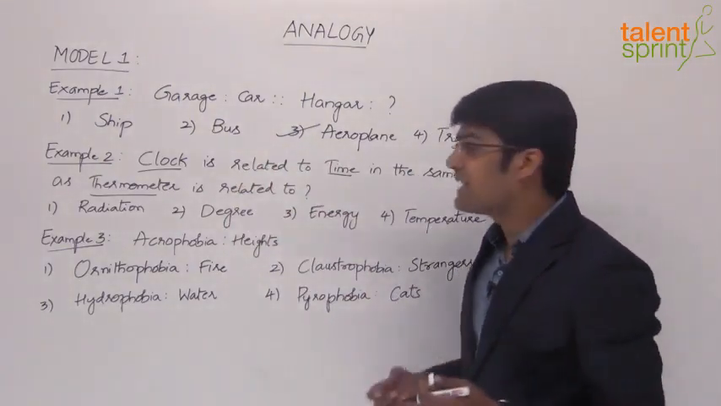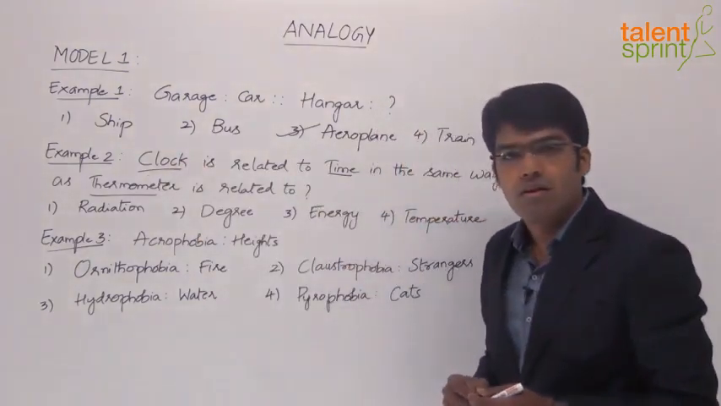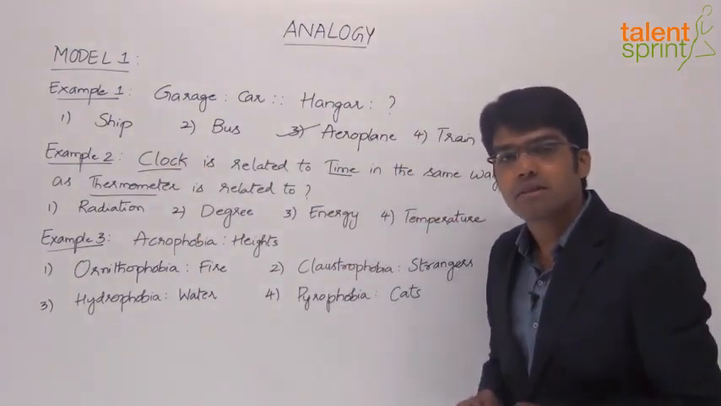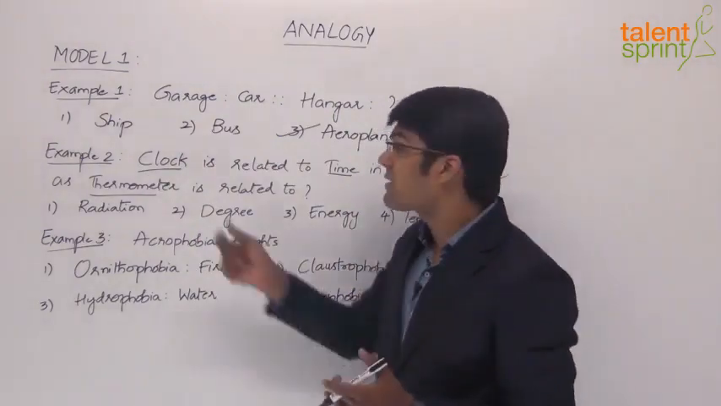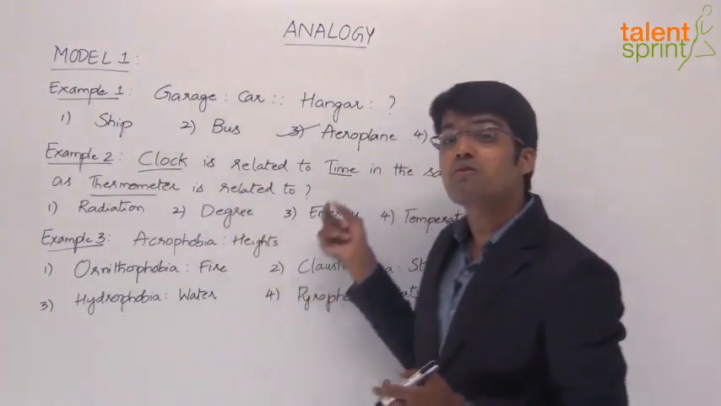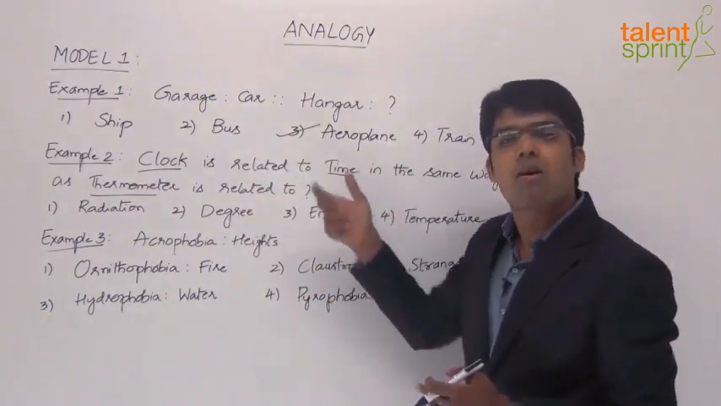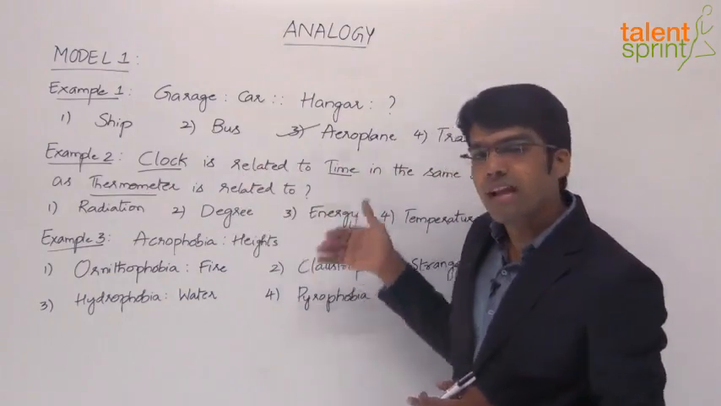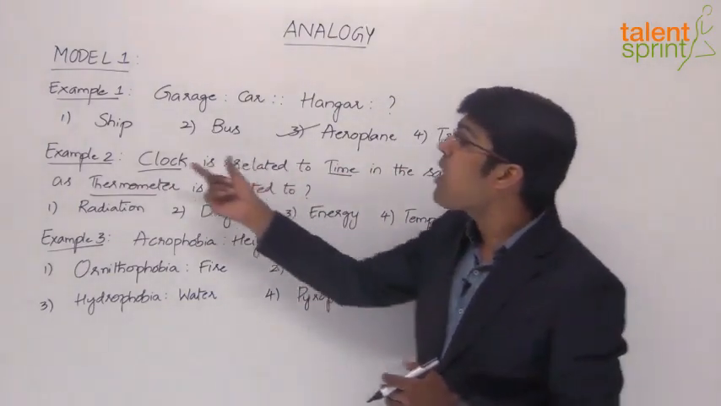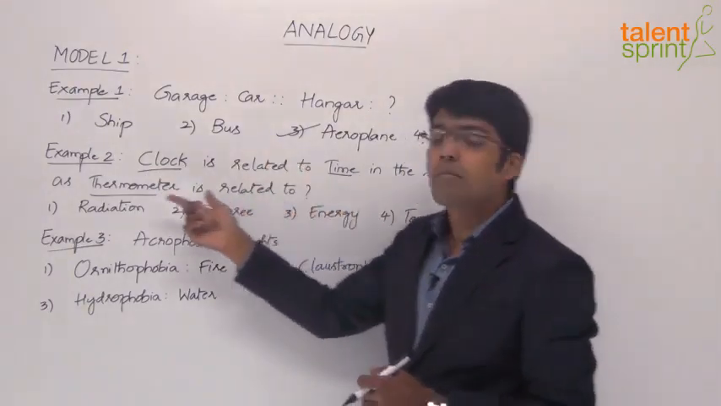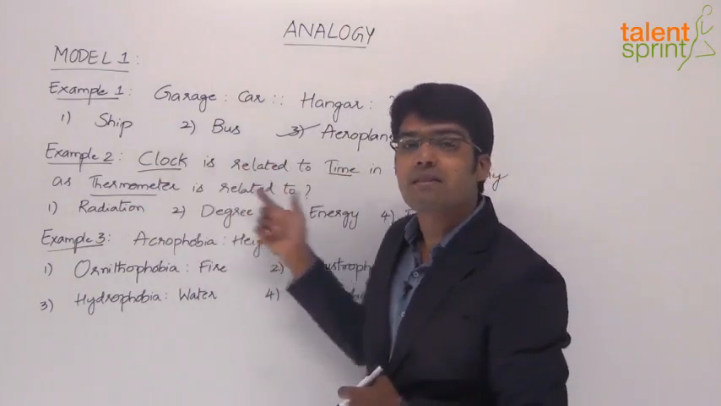So let's make a sentence with the help of the first pair, clock and time. Now what is the sentence that can be built using these two words? We can say that clock shows time. Here clock is a device which is used to measure time, right? So clock measures time or clock shows time. Now with the help of a similar sentence we need to complete the second pair. If clock shows time, thermometer shows what? If clock is related to time, thermometer is related to what?